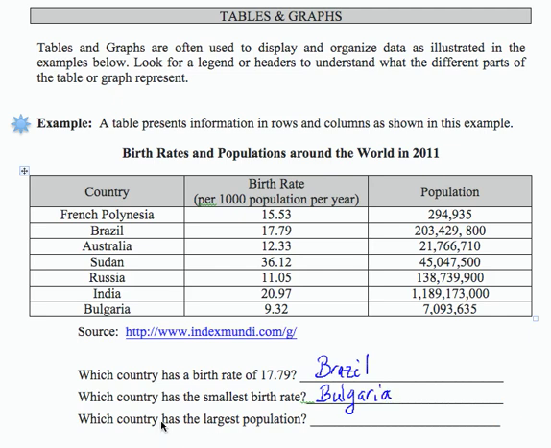And then the last question, which country has the largest population? So I want to look at the column that has the population numbers. If I scan down through my numbers, there's only one country that has a population that starts with a billion, that would be India.